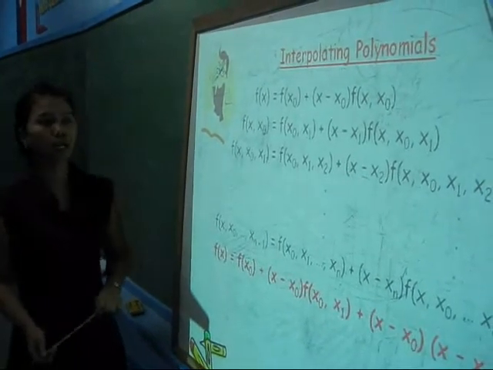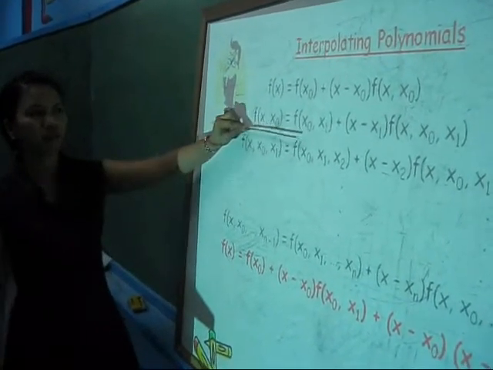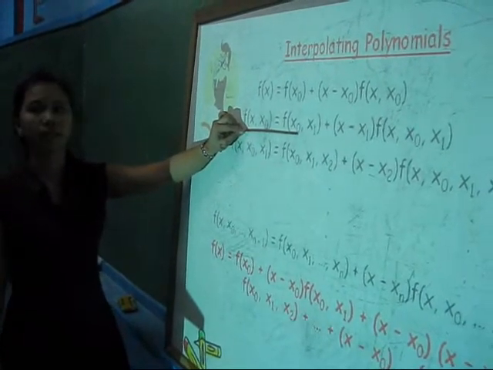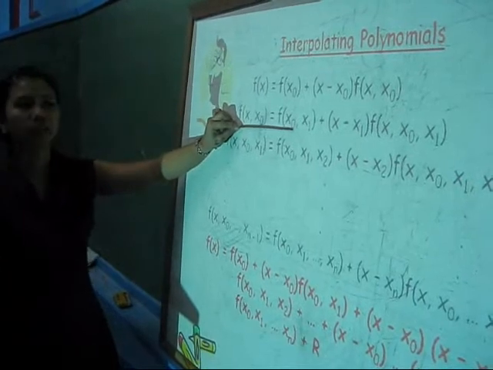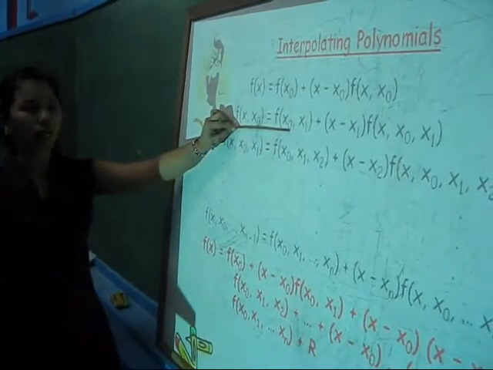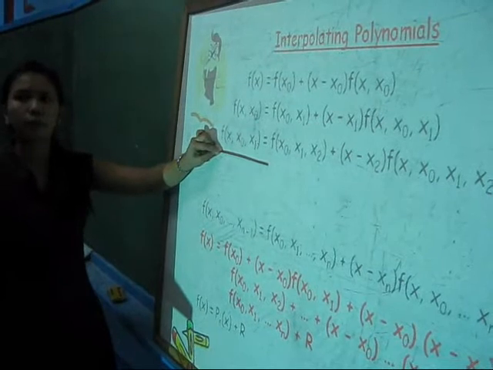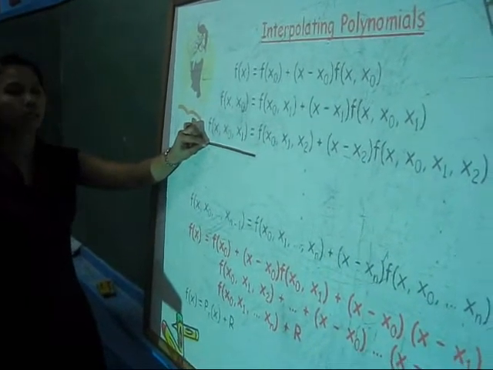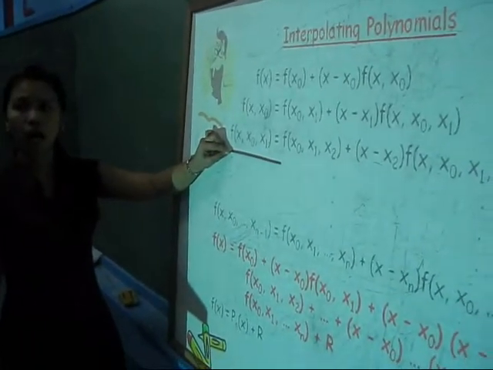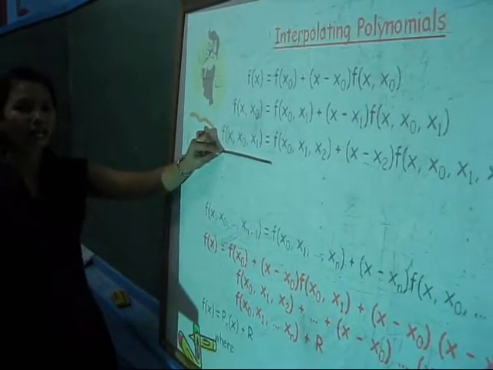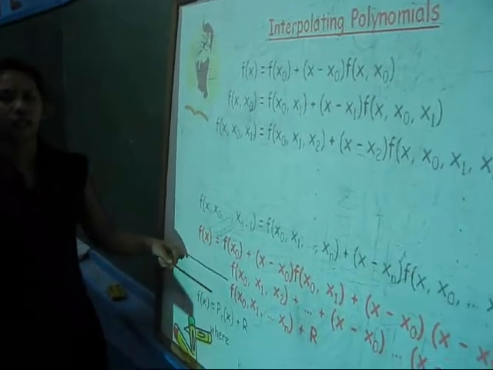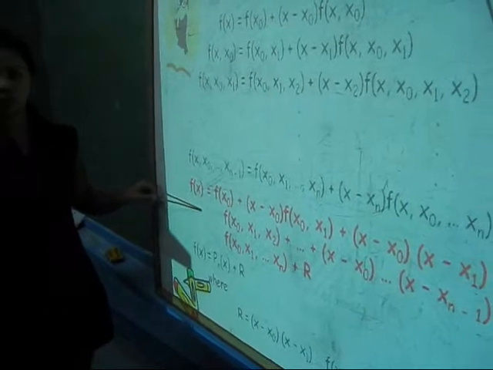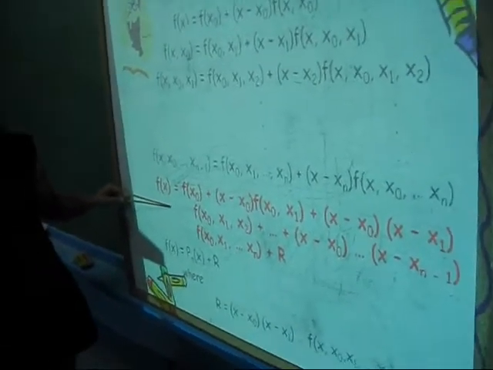To get the interpolating polynomials, we have this equation multiplied by x minus x of 0. And then this equation will be multiplied by x minus x of 0 times x minus x of 1, and so on. Adding the results will yield Newton's divided difference formula, which is suitable for computer implementation.